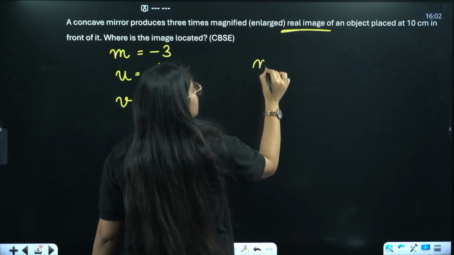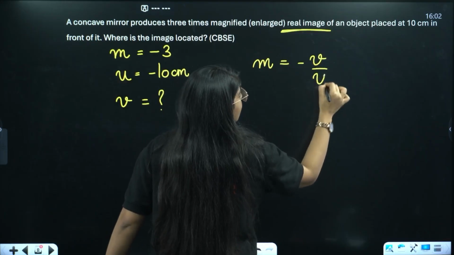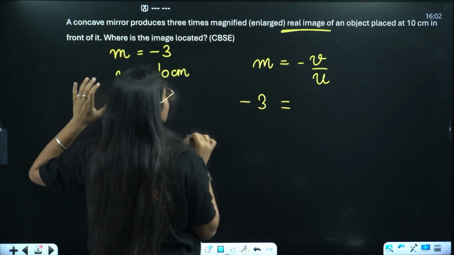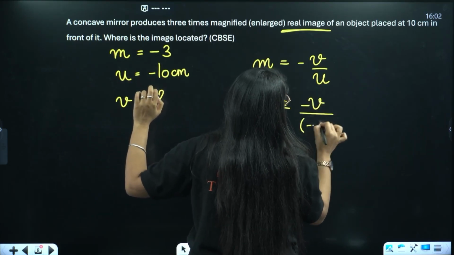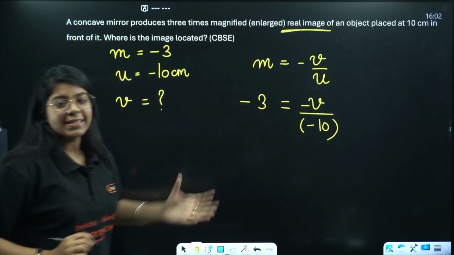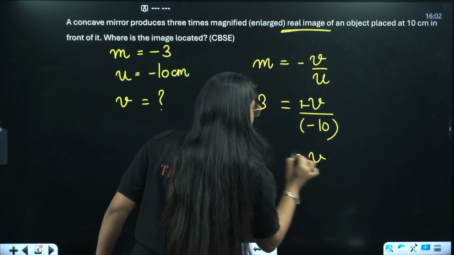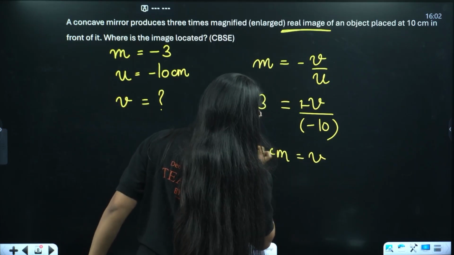So magnification formula for a mirror is simply minus v by u. Understand? And magnification is given as minus 3, right? u is given as minus 10 and v we have to find. This is what exactly is given. Now we can just solve it. It will simply come out to be minus 30, and the units are centimeter.